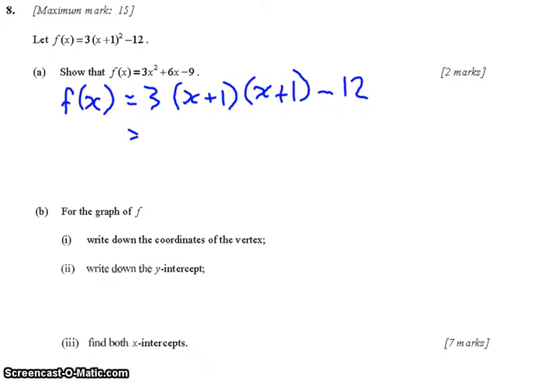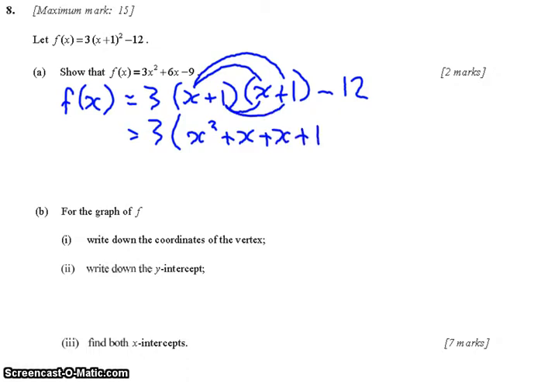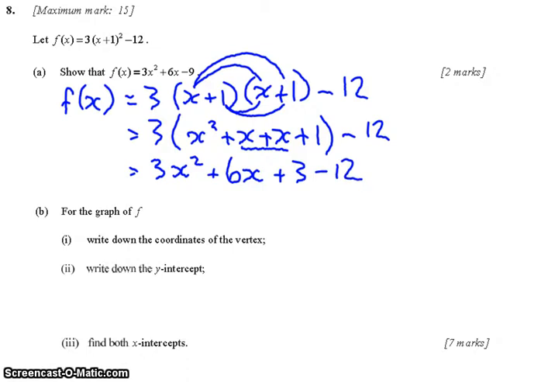Minus 12 equals 3 lots of, we've got x squared, we've got 1x, we've got another 1x, and we've got a 1, and then expand that, we've got 3x squared, x plus x is 2x, multiplied by 3 gives us 6x, and plus 3 minus 12 gives us 3x squared plus 6x minus 9 as required.